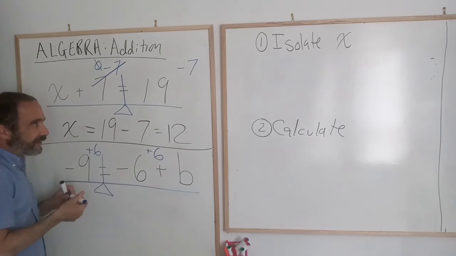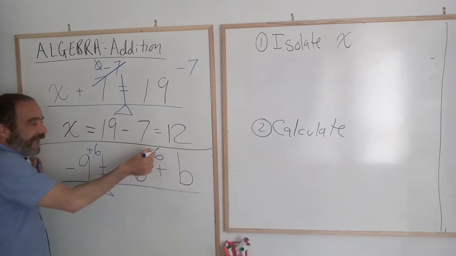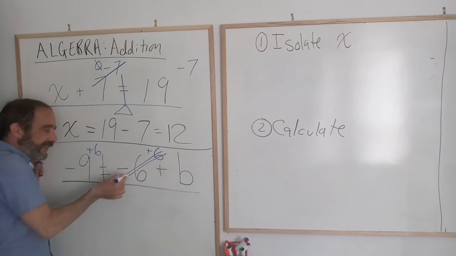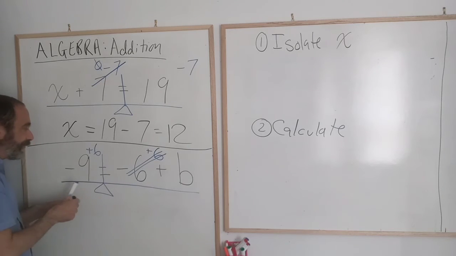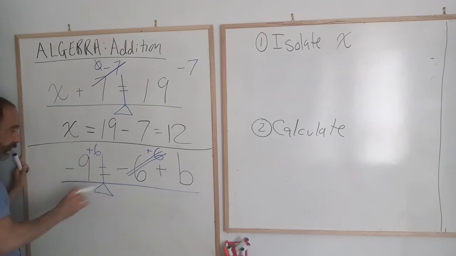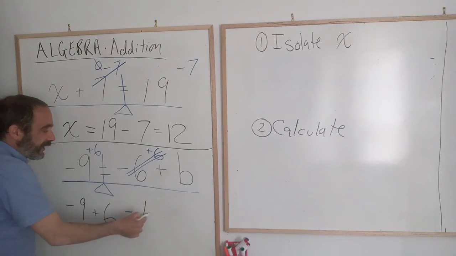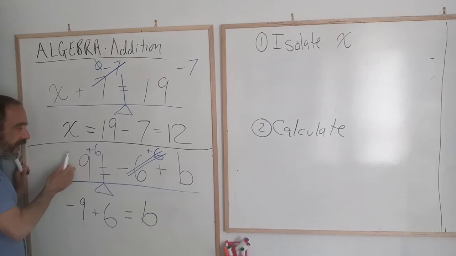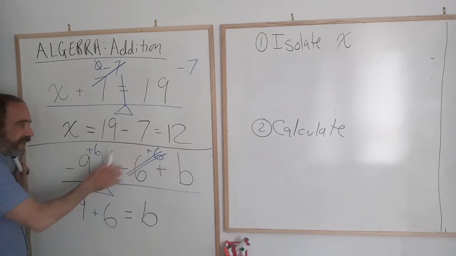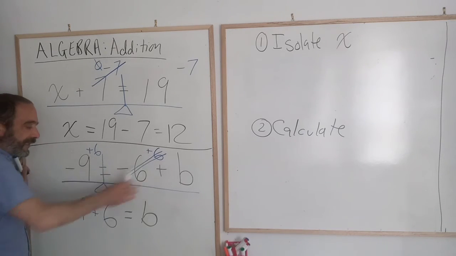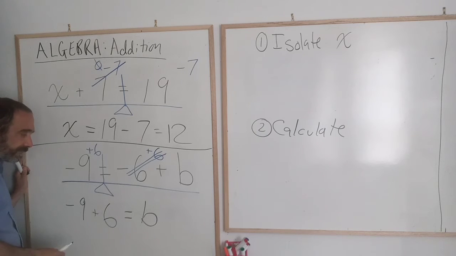So when I cancel, 6 minus 6, these guys cancel out, and rewriting is just from left to right. So from left to right, I got -9 plus 6 is equal to b. That's all I have left. -9 plus 6 is equal to, these guys are gone, so plus b equals b. Now I've got something I can calculate, and that's all I have to do.